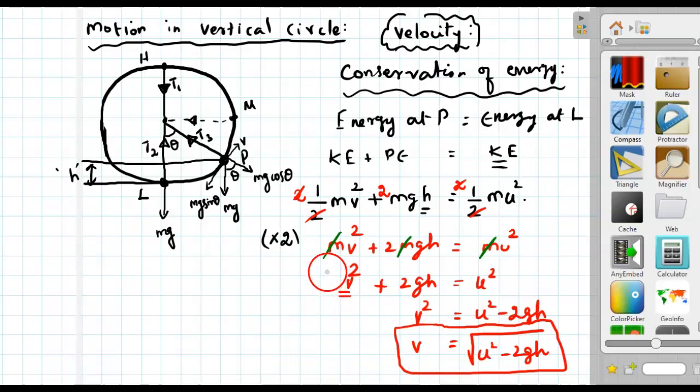In the next video, we are going to discuss how to find the tension at the lower point, at the middle point, and at the highest point. First we will derive a common expression for the tension. Then later we substitute the height value in the formula and find three cases for the tension at the point L, at the point M, and at the point H.